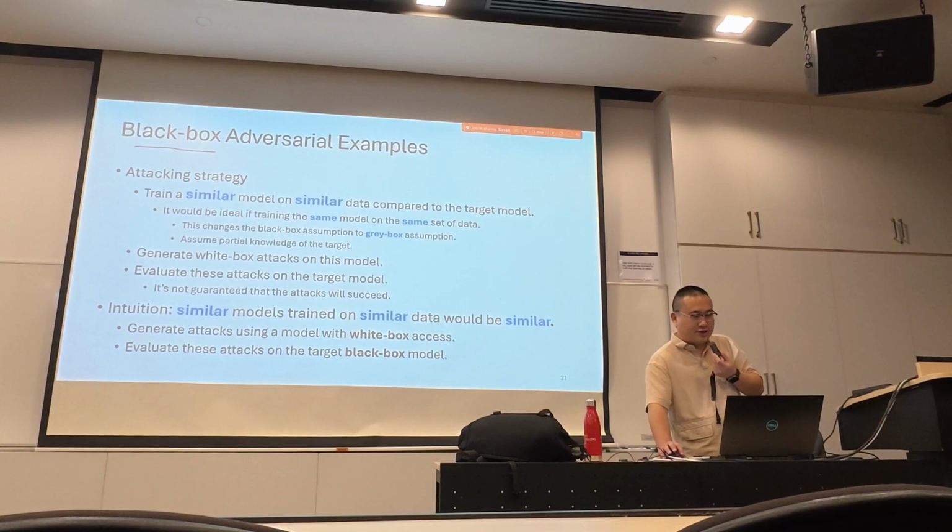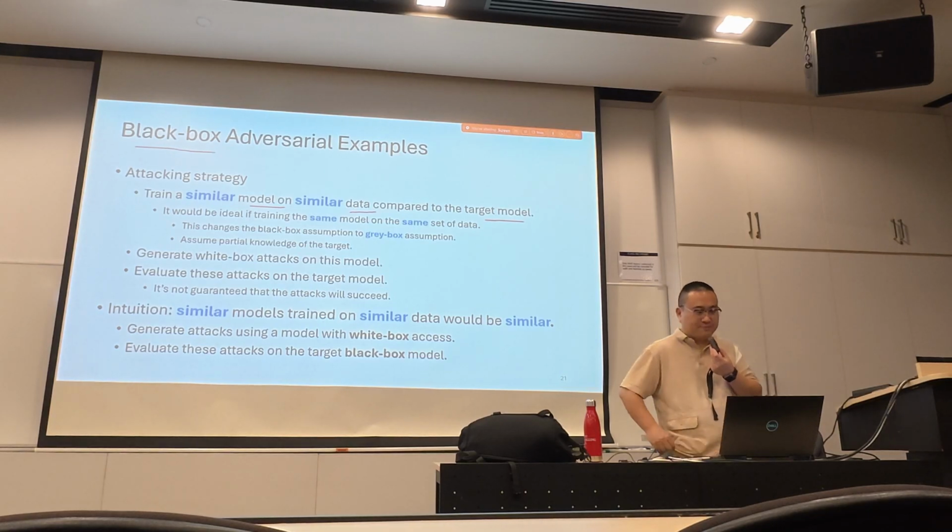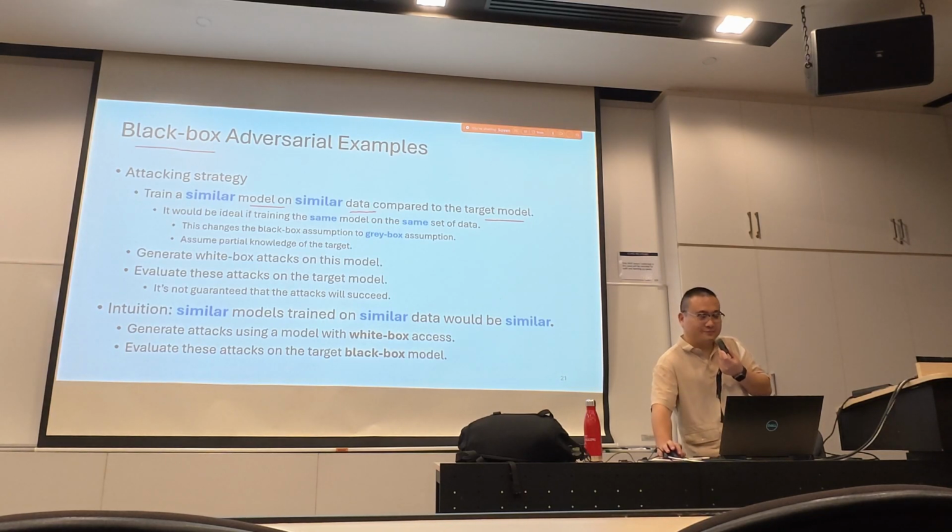Basically, the strategy is that we can train a similar model on similar data compared to the target model. For example, we know that the target model is an image classifier for cats, dogs, and birds, and we can also use images of cats, dogs, and birds to train a similar model. Ideally, it would be perfect if we could train the same model architecture on the same training data. This is not guaranteed because the target model may not release the training data.